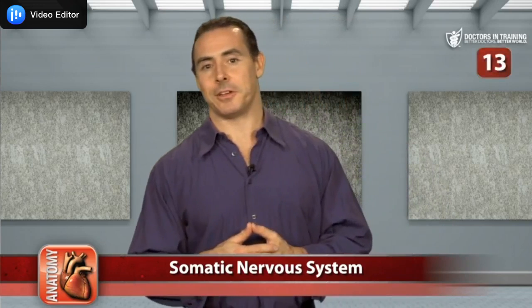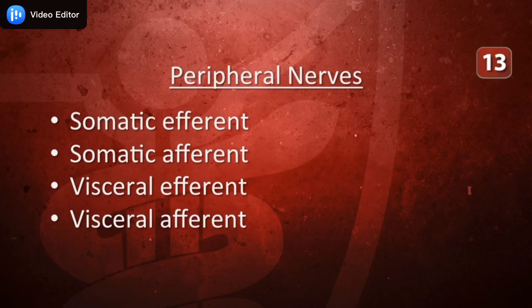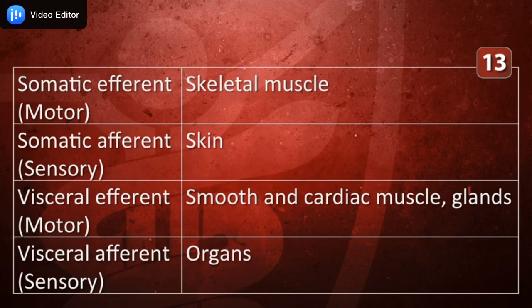Peripheral nerves may thus be categorized as somatic efferent, somatic afferent, visceral efferent, and visceral afferent. Somatic efferent nerve fibers provide motor innervation to skeletal muscle, while somatic afferents provide pain, touch, and temperature sensation from skin.